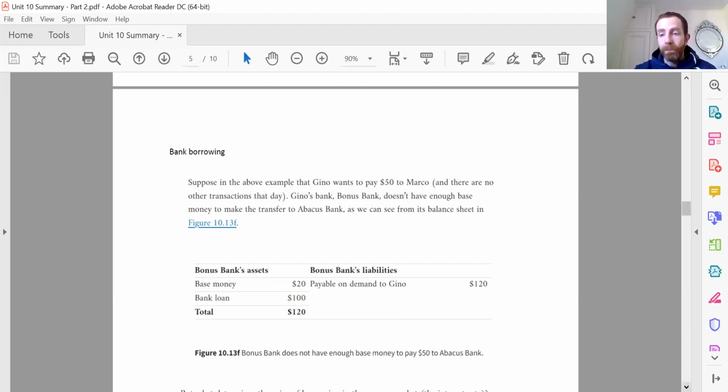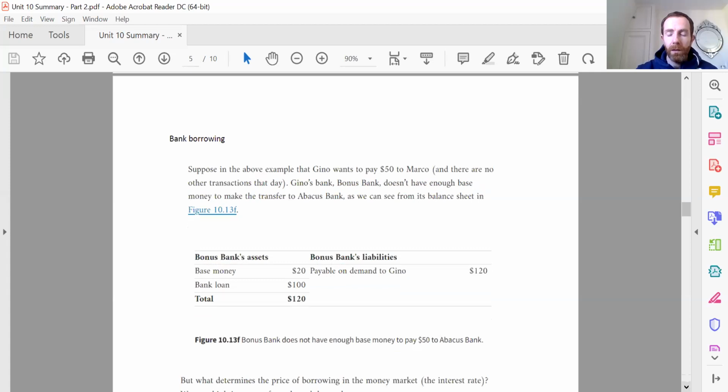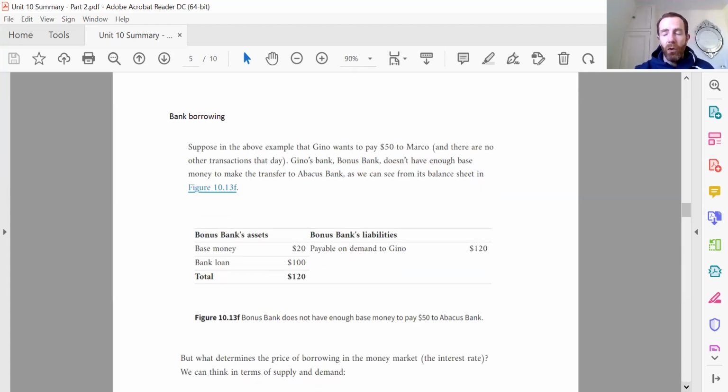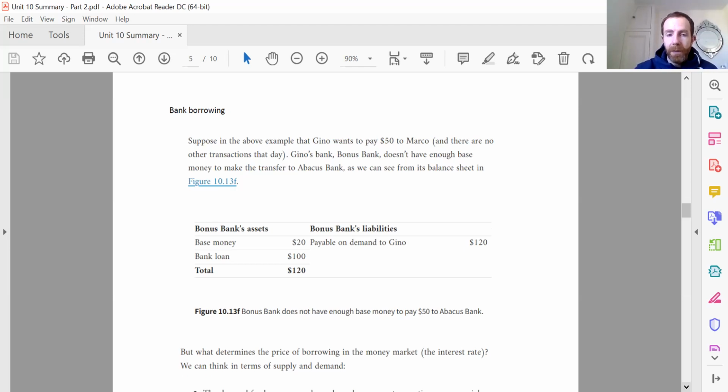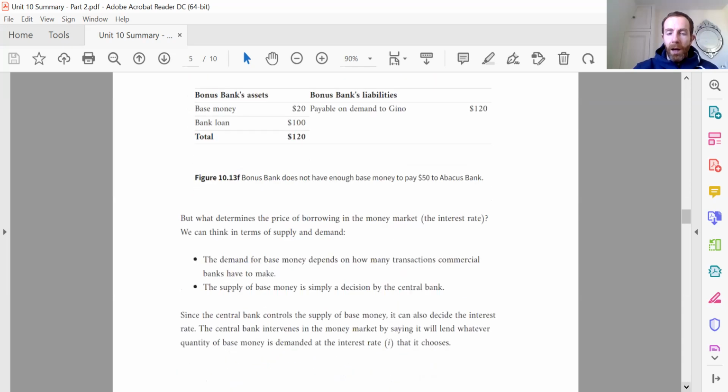So what do they do? Well, a couple of options. One is they could go to the central bank and try to borrow the $30 of base money from the central bank, or they could go to another commercial bank and borrow the money from them. The combination of those two things is what we refer to as the money market. But borrowing comes at a price, and that price is the interest rate.